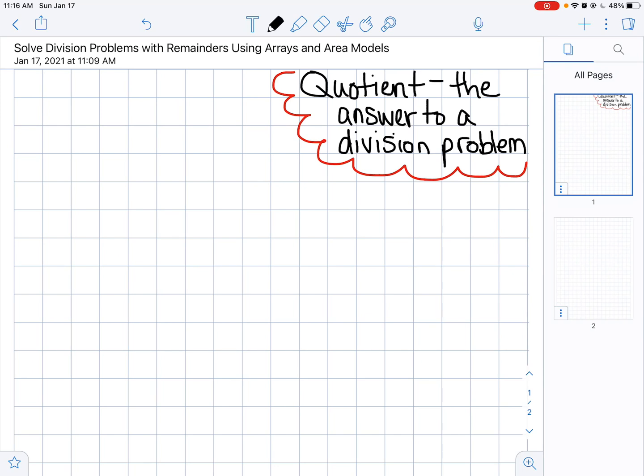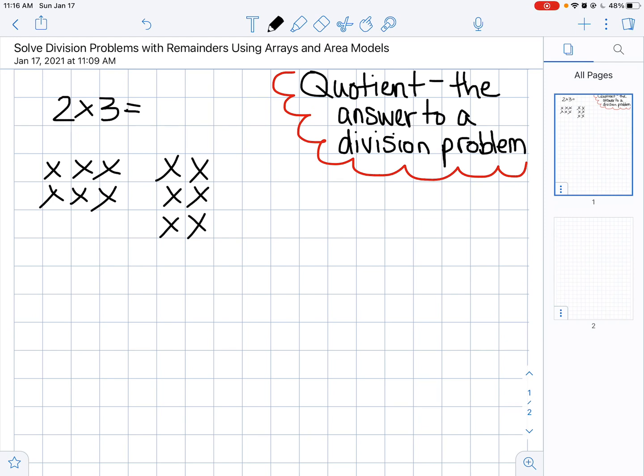Also, a quick reminder of what an array is and an area model. An array is a series of rows and columns to represent either a multiplication or a division problem. So if I had something like 2 times 3, I would do 2 rows of 3. This is an array. Or I could do 3 rows of 2. That would also be an array. So these are arrays here.